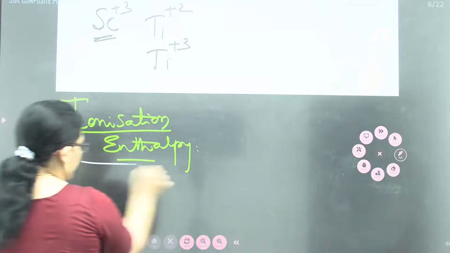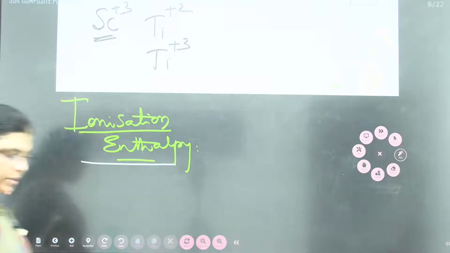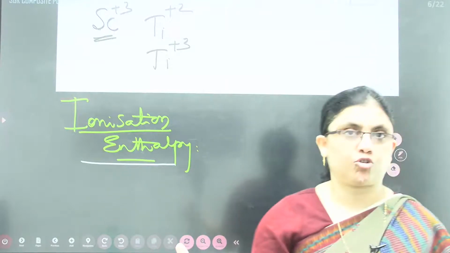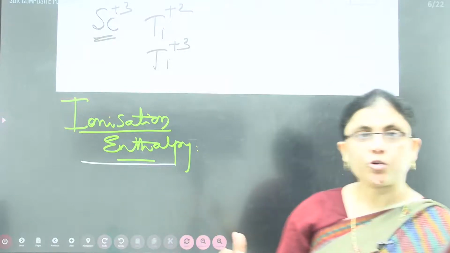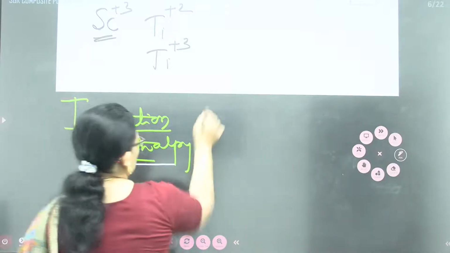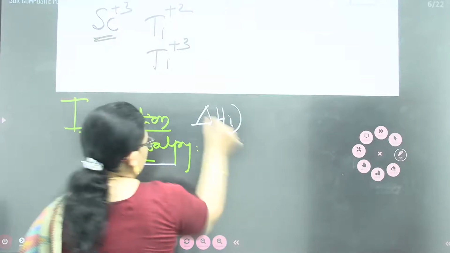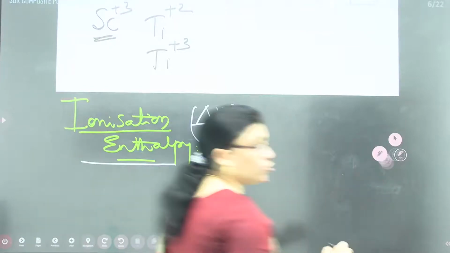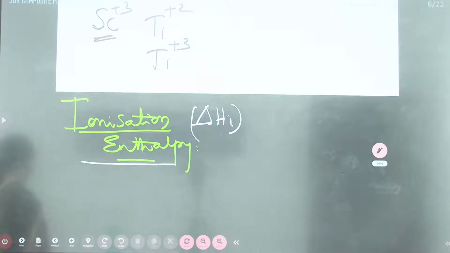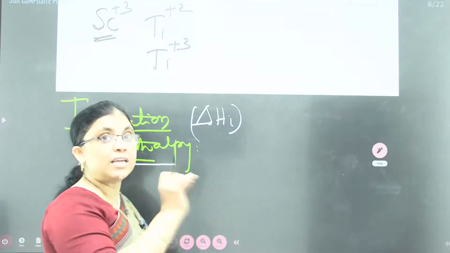When we are writing with respect to the ionization enthalpy, what we said is that it is the amount of energy needed to remove a valence electron. Ionization enthalpy corresponds to delta Hi: the amount of energy needed to remove a valence electron, or we can say a loosely held electron.